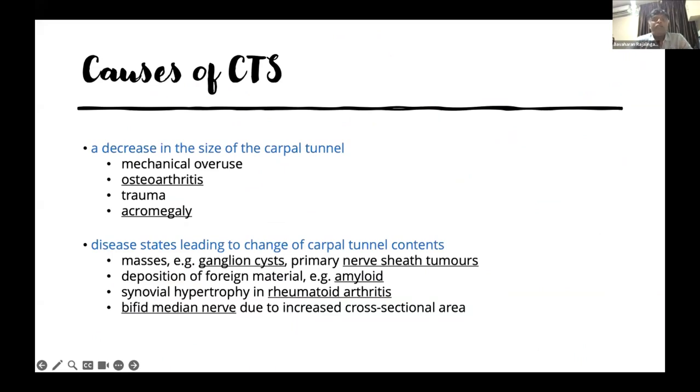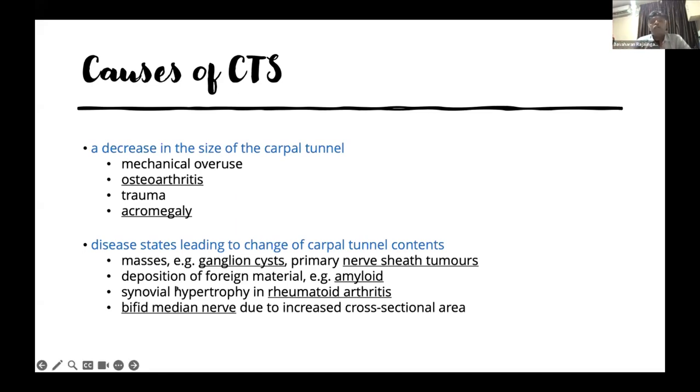So as discussed, these are the causes that can decrease the size of the carpal tunnel, but there are also mass lesions, for example ganglion cysts, a nerve sheath tumor of the median nerve, or synovial hypertrophy due to rheumatoid arthritis or amyloid.